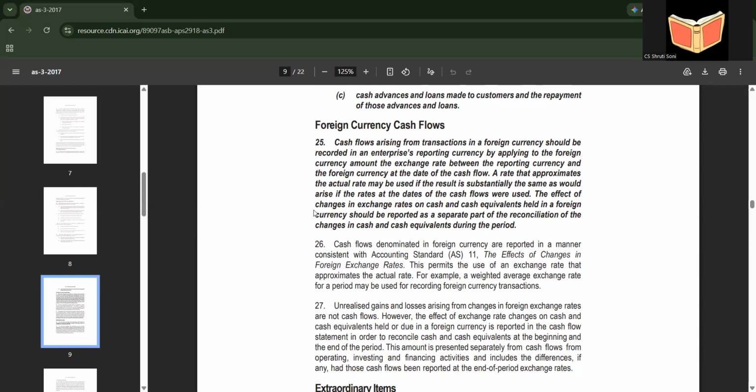Another important thing is that if there is any unrealized foreign exchange gain or loss, is it a cash item or not? Obviously, it's a non-cash item. So we do not include it. Any unrealized foreign exchange gain or loss has to be excluded from the cash flow statement. Cash flows from extraordinary items or exceptional items are disclosed separately under appropriate activities, based on the nature of cash flows.